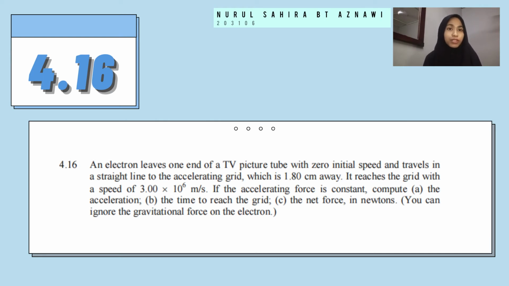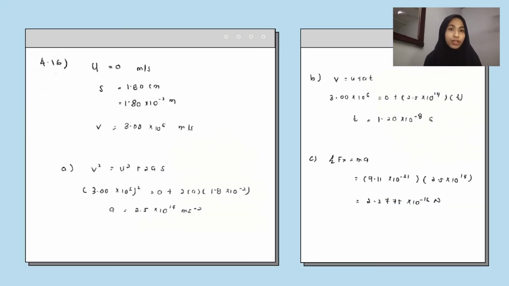So the first one, we need to extract the information given from the question. From the question, we can get that the initial speed of the electron is 0 meter per second, so our u is 0 meter per second. Next, we can also get the distance traveled by the electron, which is 1.80 cm. We need to convert this into meter, which is 1.80 multiply 10 power negative 2 meter, and this is equal to s. We can also get the final speed of the electron, which is 3.00 multiply 10 power 6 meter per second, which is equal to v.